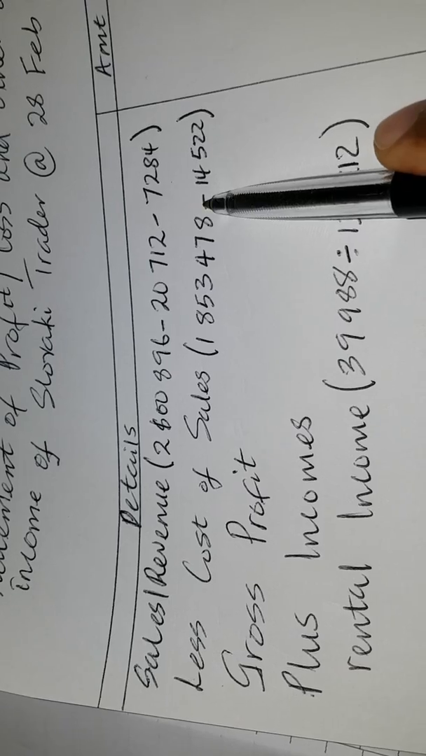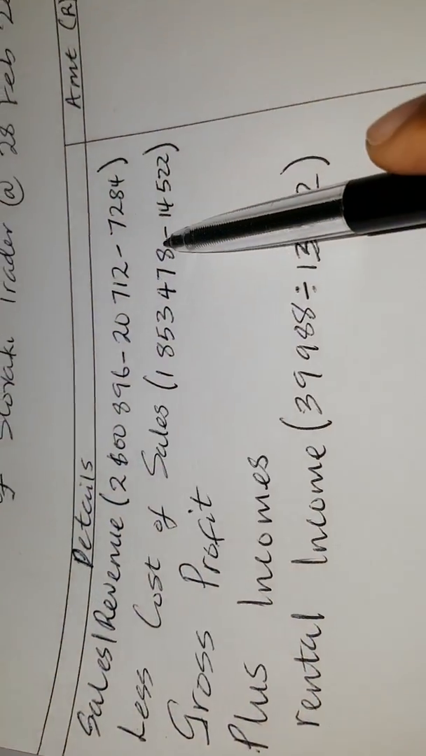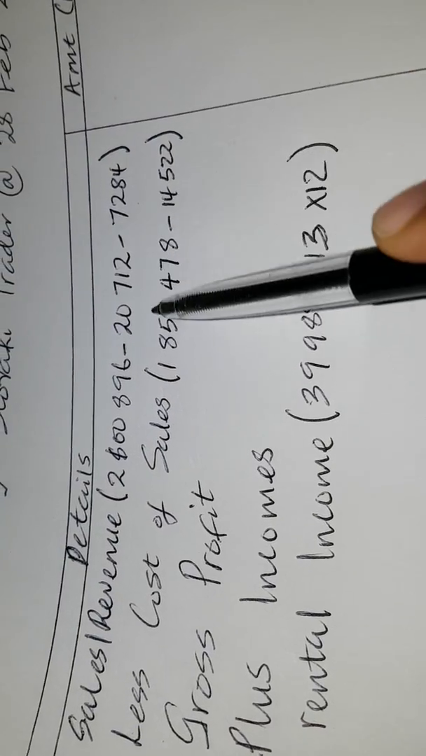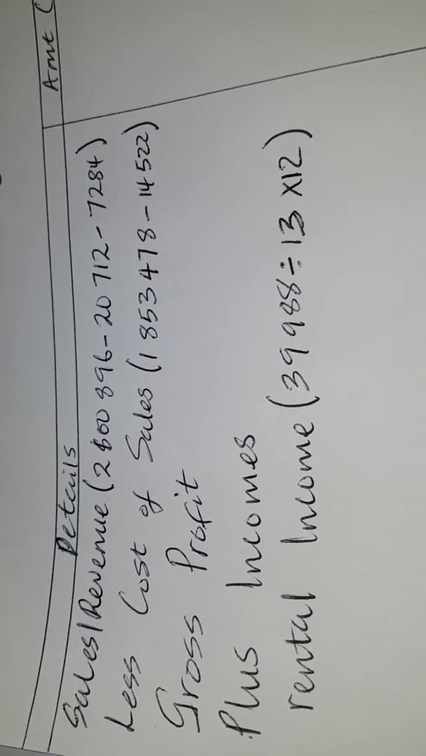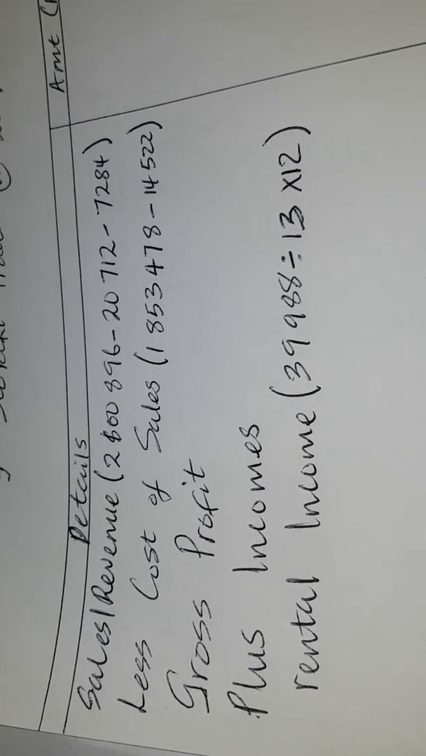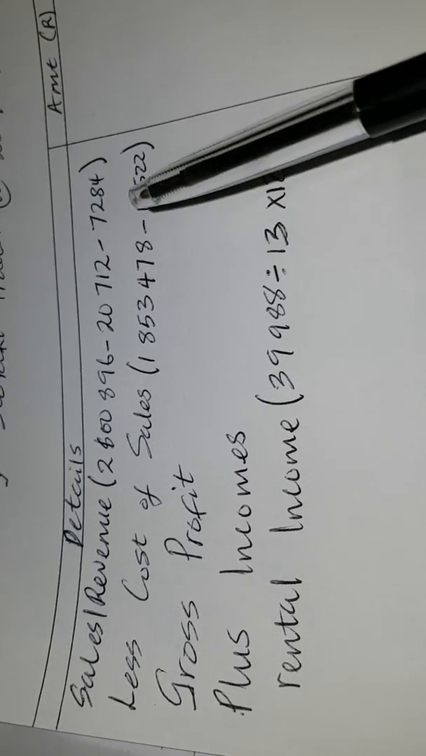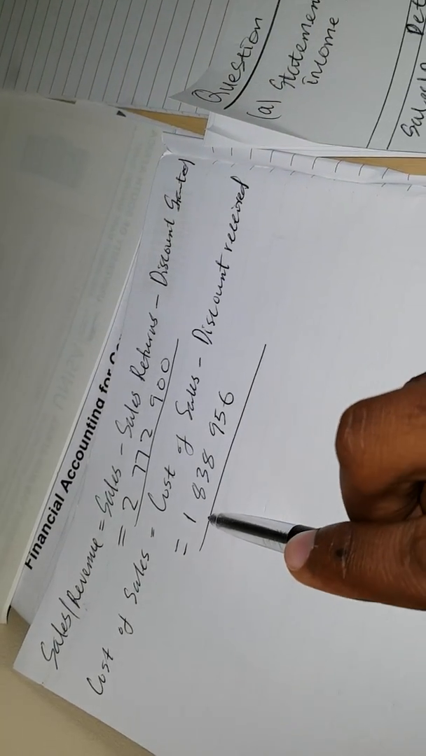So we need to subtract the discount you received when you purchased these goods. So I took this discount received and subtracted it from the value of the cost of sales. Why? Because if they give you a discount, it means the cost of your sales will be less. Imagine you're buying something for 10,000 and they give you a 1,000 discount, so it means the cost of buying that thing is now 9,000. It's no longer 10,000. That is why we have to subtract the discount received. Okay, now if we subtract the discount received, we're going to get 1,838,000.